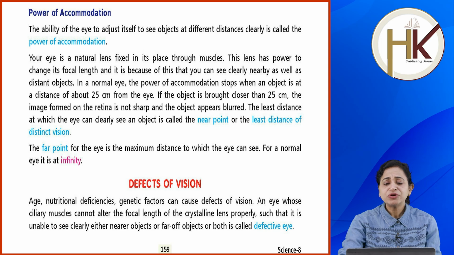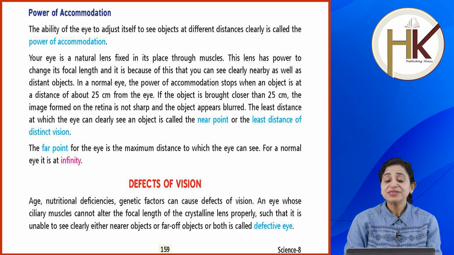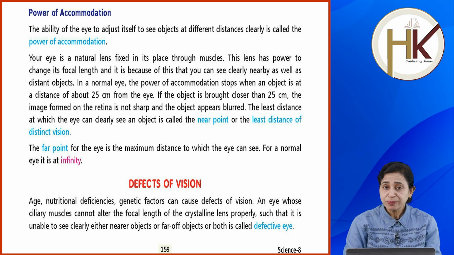In a normal eye, the power of accommodation stops when an object is at a distance of about 25 cm from the eye. If the object is brought closer than 25 cm, the image formed on the retina is not sharp and the object appears blurred. The least distance at which the eye can clearly see an object is called the near point, or the least distance of distinct vision. The far point of the eye is the maximum distance to which the eye can see. For a normal eye, it is infinity.